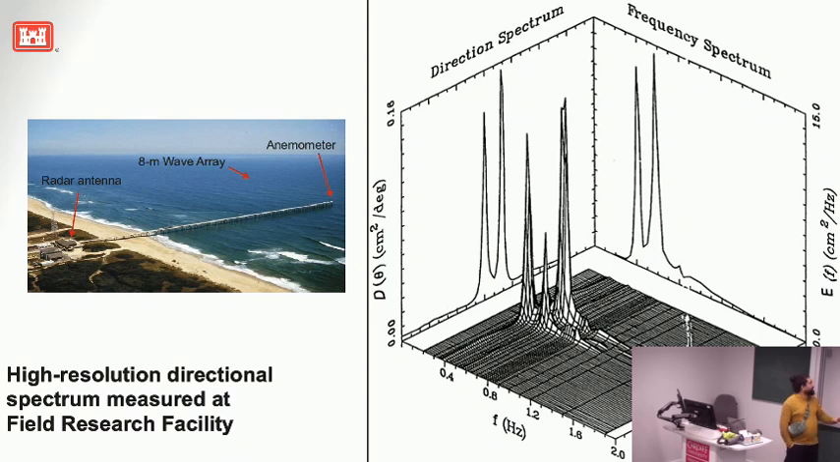The time scale is in coastal scale. On the east coast of the United States, we call it FRF, the Field Research Facility. It's located in North Carolina, and we measure along a transect from 2 meters to 27 meters.